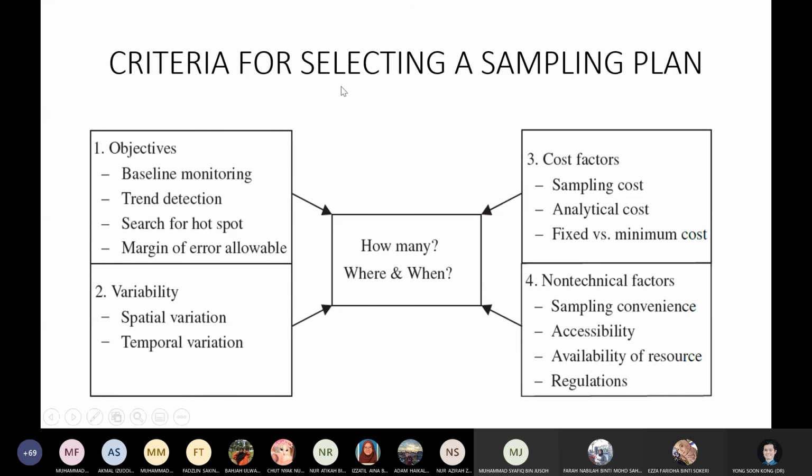So these are the criteria for selecting a sampling plan. The objective, first of all, you need to make sure what that is. Number two, the variability.